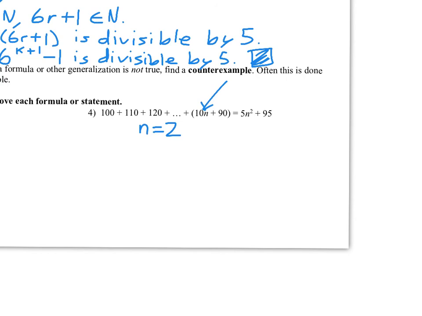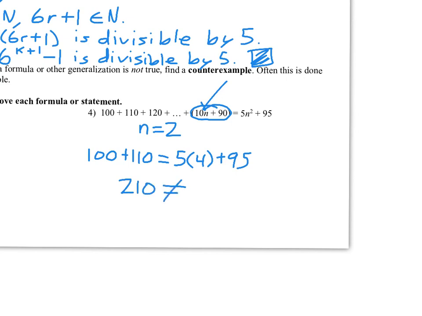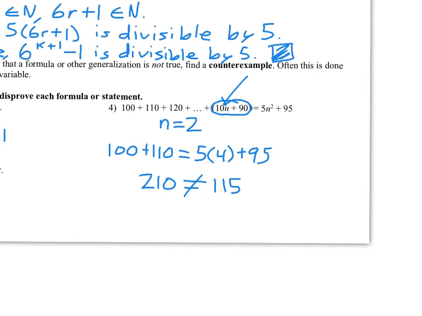Alright, so on the left side, it's going to be all of these numbers added up until you get to what this would equal when you plug in n. So when we plug in n, which is 2 there, we get 110. So we know this sequence is going to stop at 110. Plugging in 2, I get 4 for n squared. 210 does not equal 115. So n equals 2 is a counterexample.